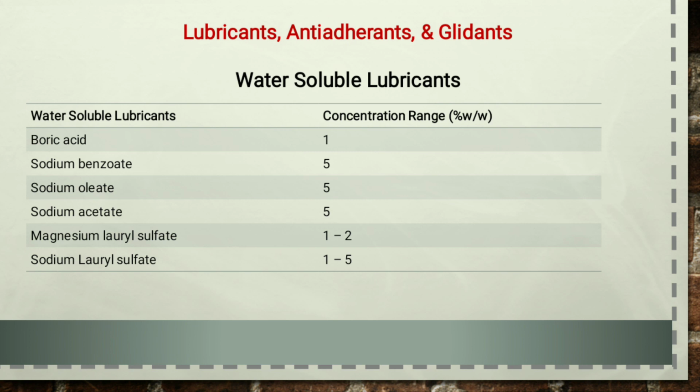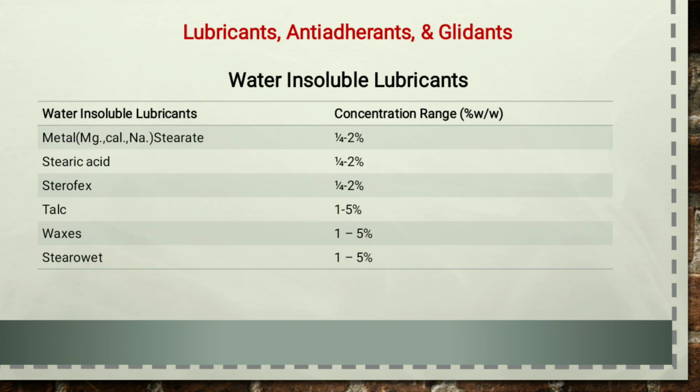Then talking about water insoluble lubricants, different metal stearates in the concentration of 0.25 to 2% weight by weight, then stearic acid in the concentration of around 0.25 to 2%, then Sterotex in the concentration of again 0.25 to 2% weight by weight, talc in the concentration of 1 to 5%, waxes 1 to 5%, and Stearowet in the concentration of 1 to 5% are used as water insoluble lubricants.